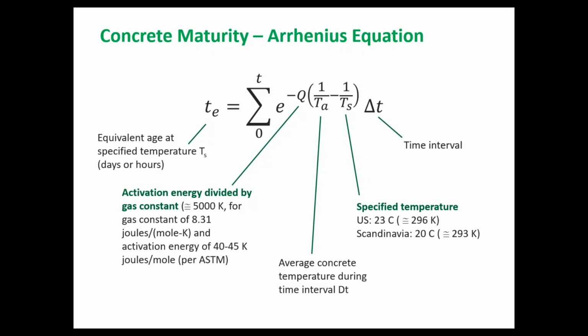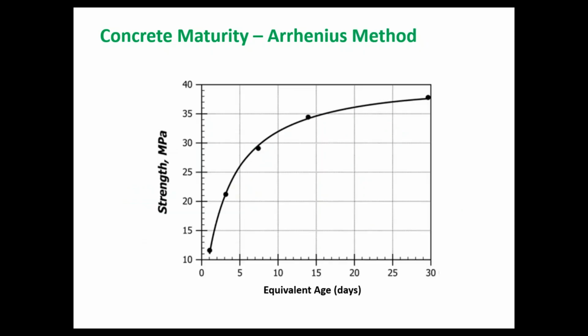So it's a bit more complicated compared to the Nurse-Saul equation, where we simply calculated the area underneath the temperature curve. But this will give you the equivalent age, and it considers the effect of temperature on the evolution of strength more accurately, especially at the earliest stages. The same way as the Nurse-Saul equation, we correlate the equivalent age, or the maturity index, with the strengths of concrete at 5 different times to give us the logarithmic function of correlation between the equivalent time and strengths of concrete. So that would be your correlation.